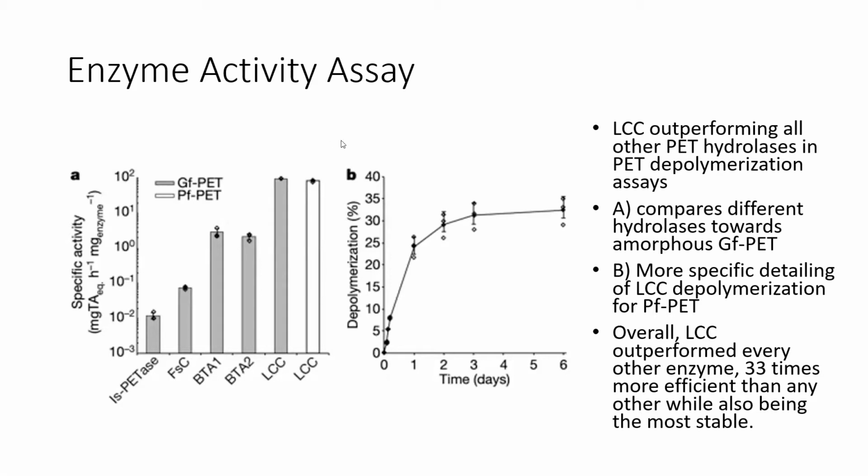Part B is a detailed hydrolysis kinetic study for PF-PET depolymerization by LCC, as described in Part A. So the plateau observed in this kinetic study represents the lack of thermostability of LCC at 65 degrees Celsius, and overall LCC outperformed every other enzyme, being 33 times more efficient.